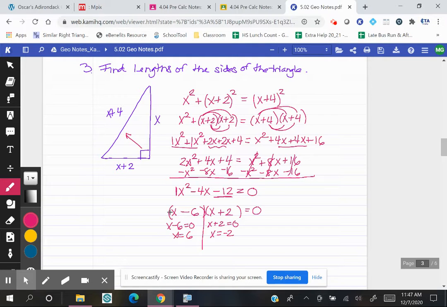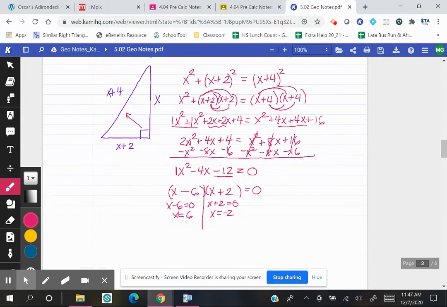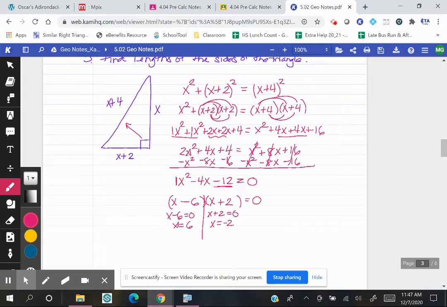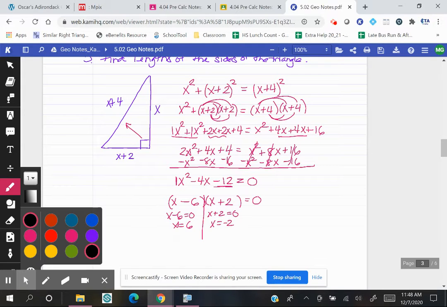And I get x equals 6 and x equals negative 2. Now you just want to make sure both of those values will work. It's okay to have x values be negative. What's not okay is to have the length of a segment be negative. So I do have a segment that has length x. So if I put a 6 in there, we're fine.